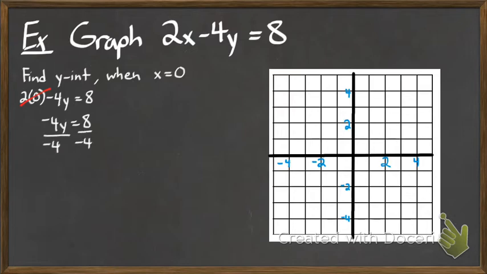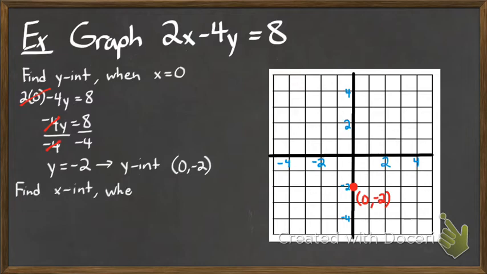And then the negative 4's on the left side divide each other out. So we're left with y equals 8 over negative 4, or y equals negative 2. So our y-intercept is at (0, negative 2). So we can plot this point on our graph.